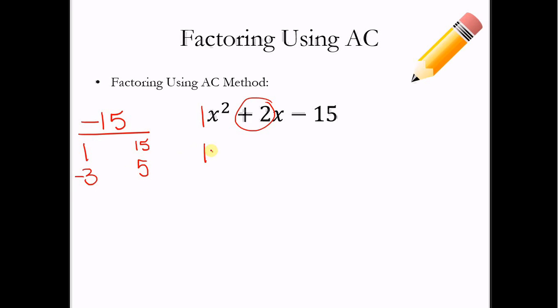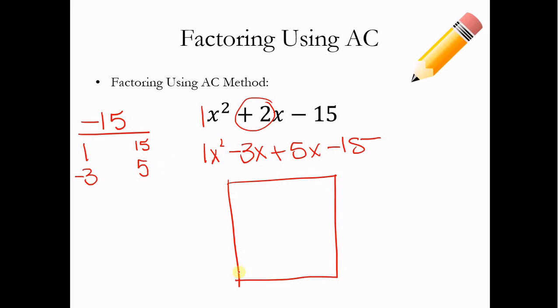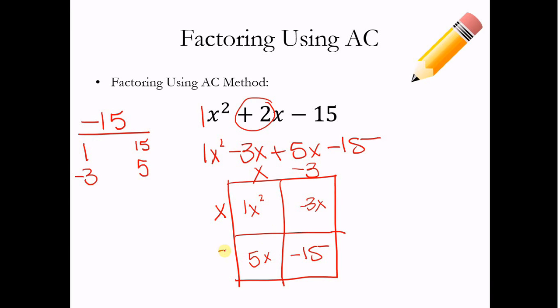So what I can do then is I'll write my middle term like that. Negative 3x plus a 5x. Let's put a box here. There we go. So I got an x going this way, x going that way. Negative 3, positive 5. So we'd have x minus 3, x plus 5.